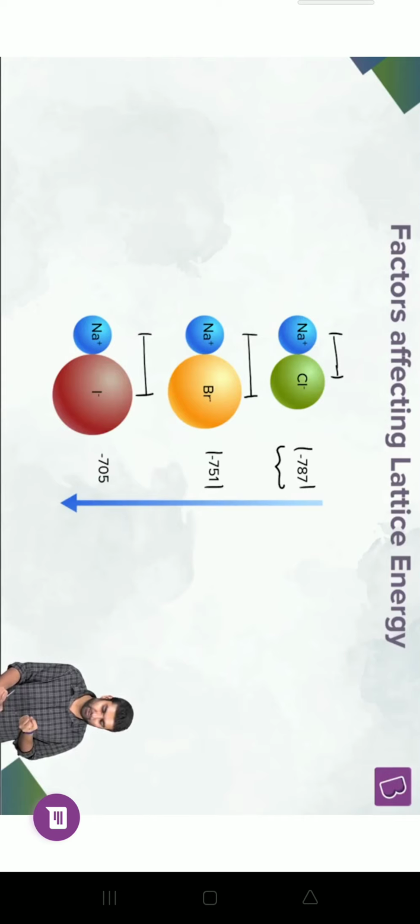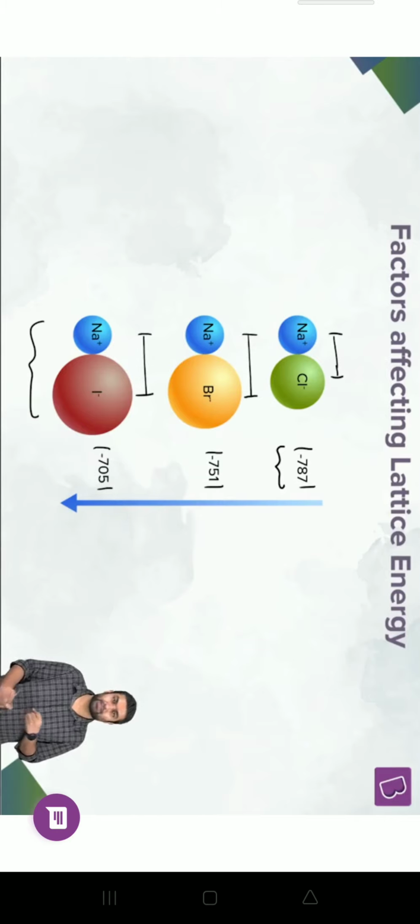The magnitude is decreasing, right? So the third one here requires a lesser amount of energy to break the lattice, or we can say a lesser amount of energy is being released by the formation of this lattice. All right, so this is what we have.